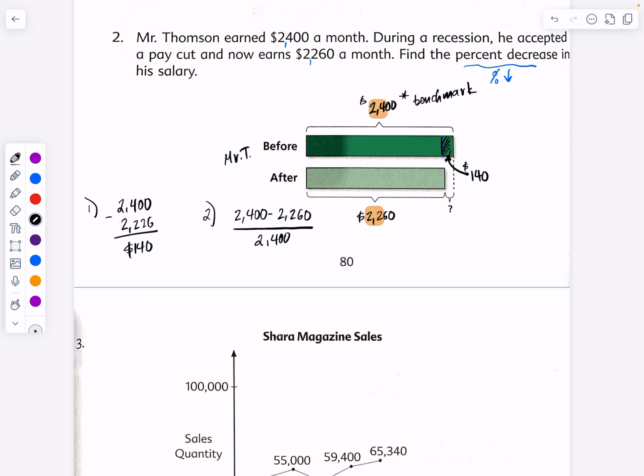And if you do the math, of course we did partially. I'm going to write right here. It's 140 divided by 2,400. We can cancel the 0, it becomes 14 over 240. And we must express it as a percentage, so we must multiply times 100. And if you keep simplifying the fraction, you will get the answer of 5.83% decrease. That is the pay cut that Mr. Thompson took in order to maintain his job. This was an interesting problem.